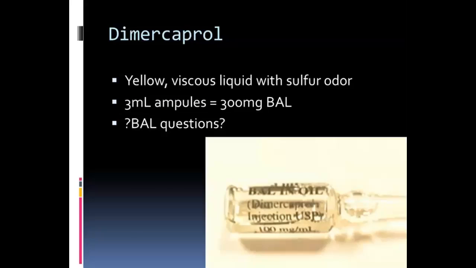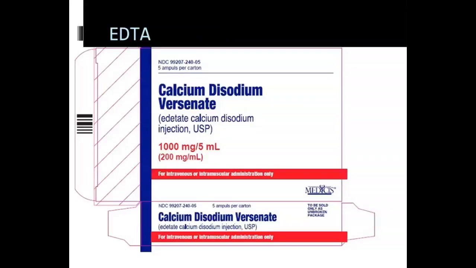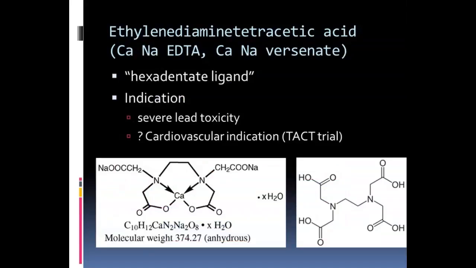So let me move on to the next chelator, which is EDTA. Now, EDTA comes as calcium disodium EDTA, and that's what we're going to use almost all the time. It's important to note that it does come as disodium EDTA. The reason why that's generally not used is because it can lead to hypocalcemia. And so generally, when we use EDTA, it is for severe lead toxicity, and generally we'll be using calcium-sodium EDTA. It's an important thing to differentiate.